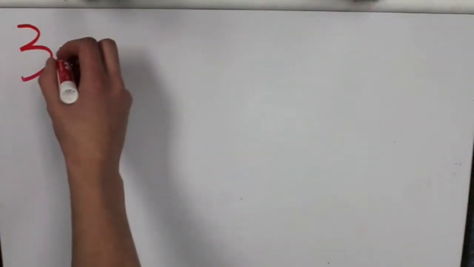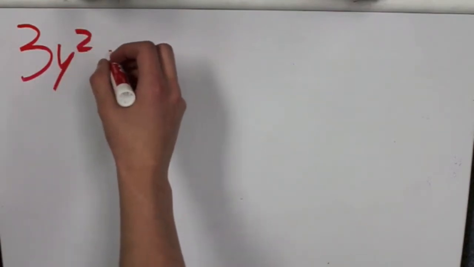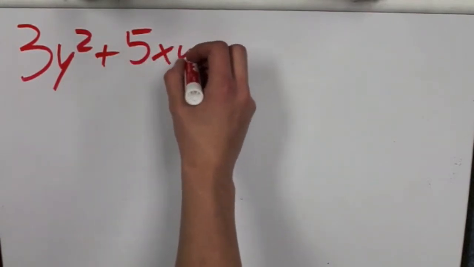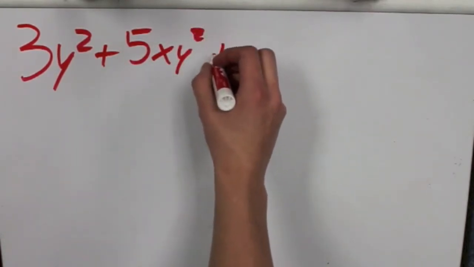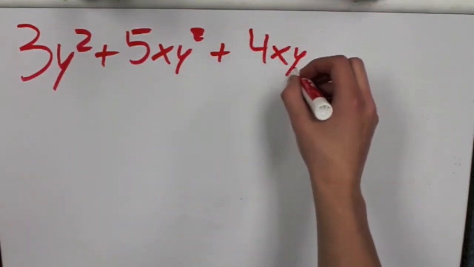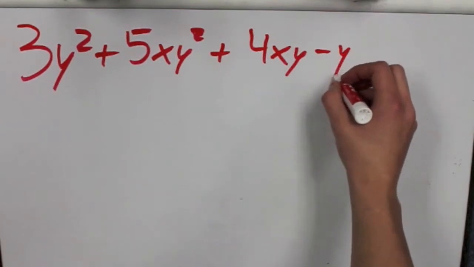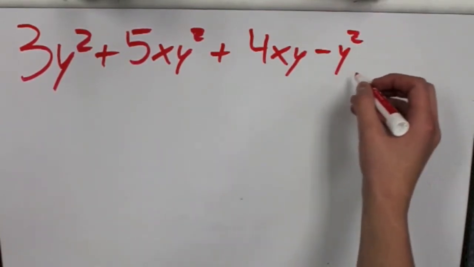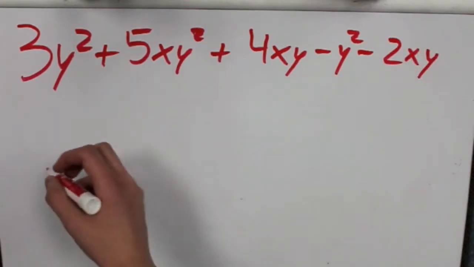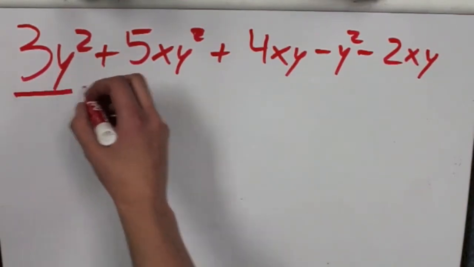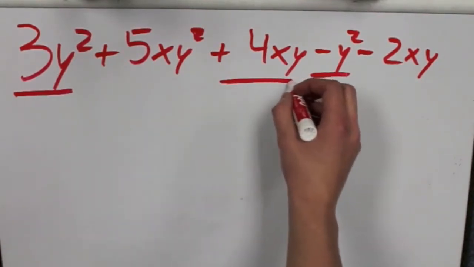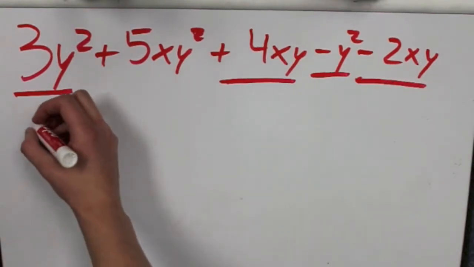So a second example for collecting like terms, we're going to make it a little bit more difficult by putting in three different types of variables. So our equation is 3y squared plus 5xy squared plus 4xy minus y squared minus 2xy. So we look at it for the similar variables. So we see that 3y squared is similar to negative y squared. And then you have plus 4xy minus 2xy.